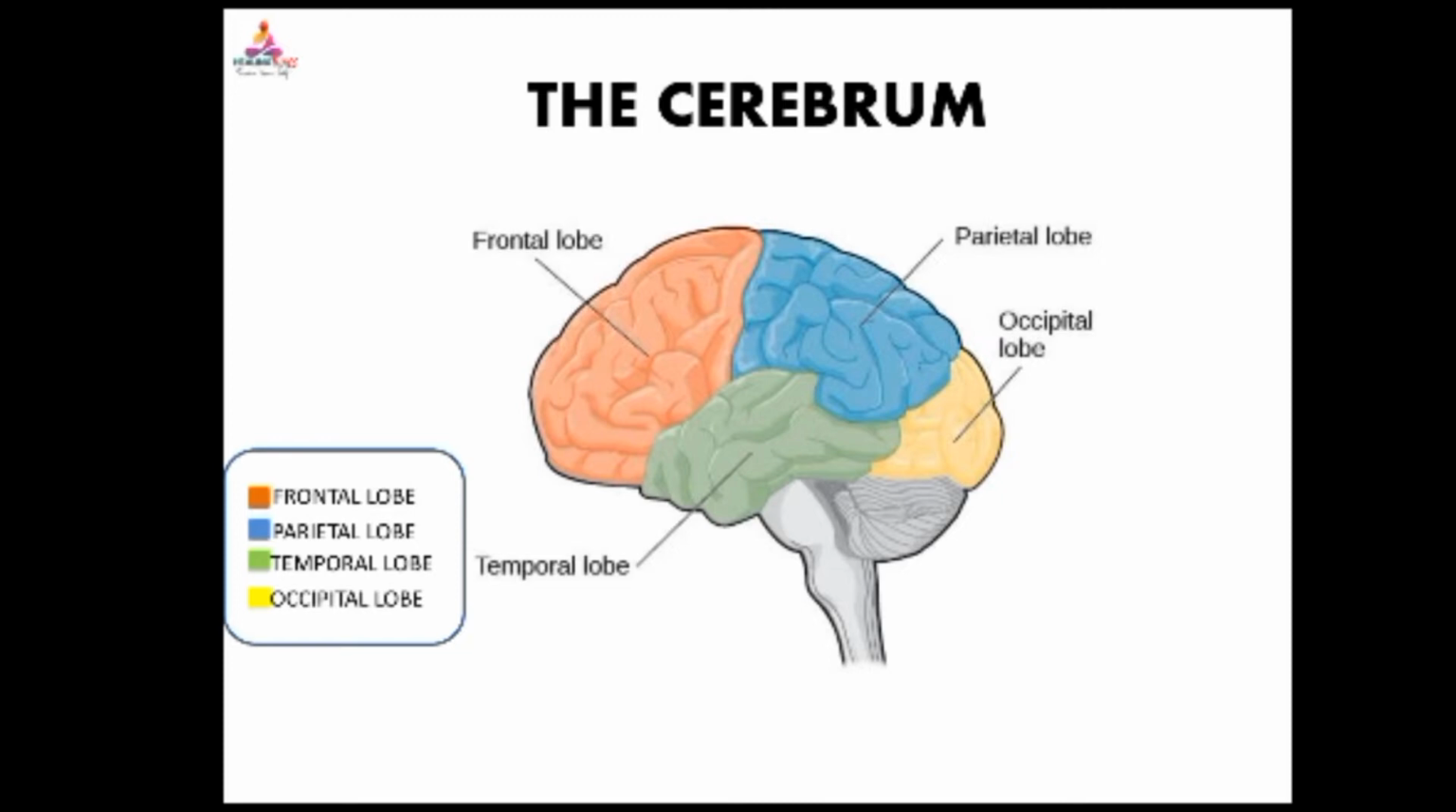Then the fourth part is the temporal lobe, that is the green area. The temporal lobe is below the lateral sulcus and in front of the pre-occipital notch. The temporal lobe receives and evaluates input for smell and hearing and plays an important role in memory.